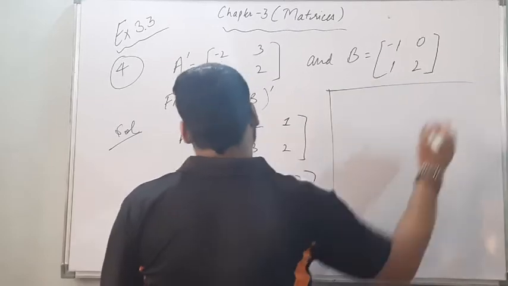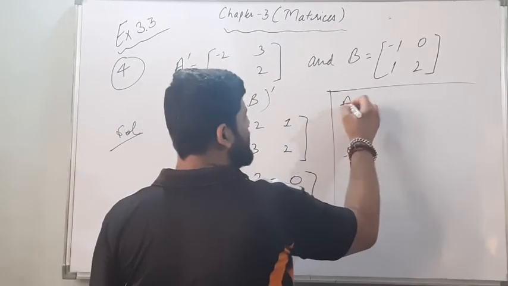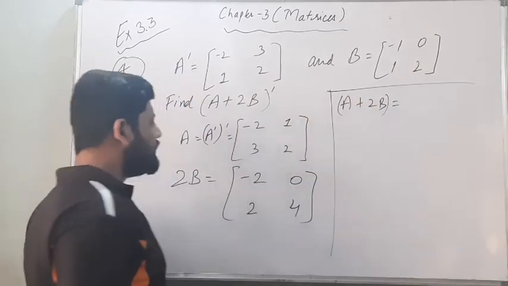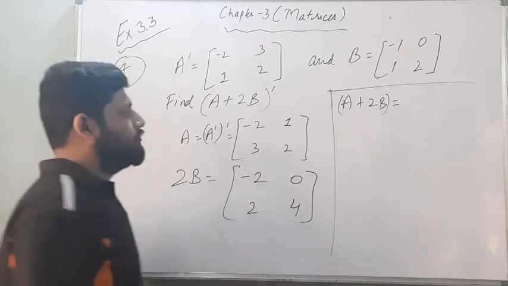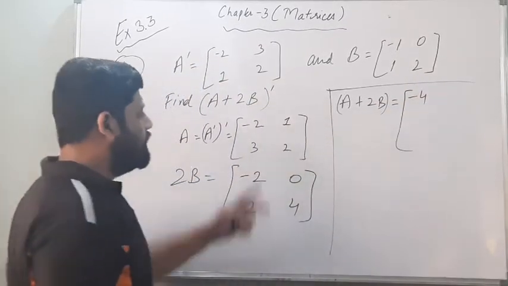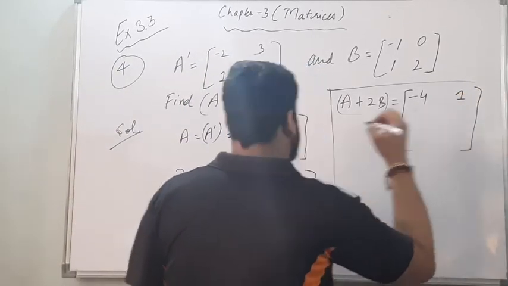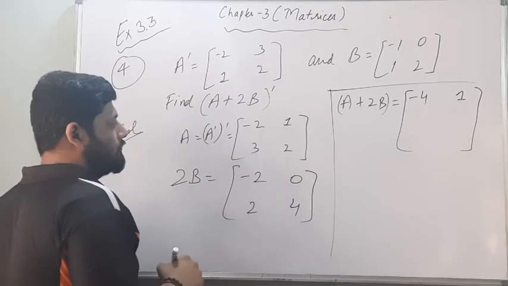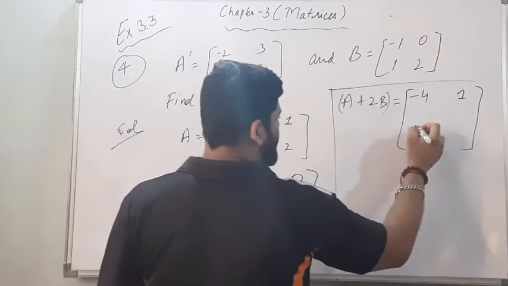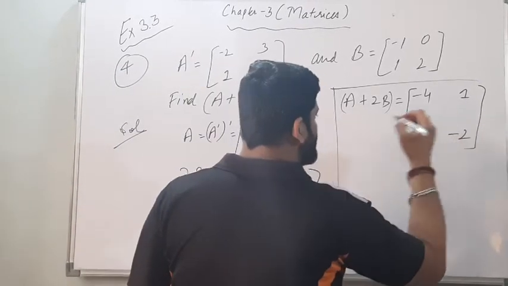Now what we have to find out? First we'll find A plus 2B. So A plus 2B will be, what will A plus 2B be? We will add this -2 and -2. -2 will become -4. And 1 plus 0 is 1. Good. And now 3 minus 2 is 1. And 2 minus 4 is -2.